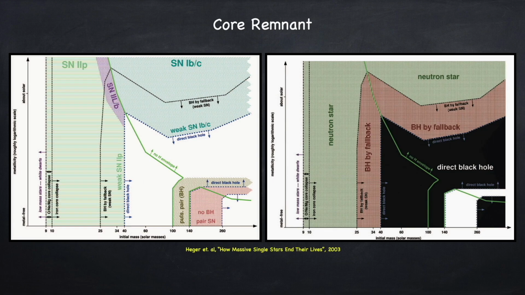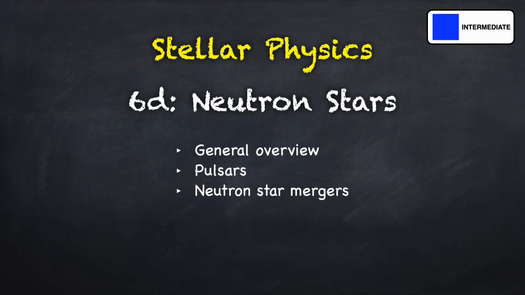As I said at the beginning of this video, the details are very complicated, and to understand it in greater detail, you need a very advanced level of physics. And even then, we don't really understand how they work. This is still an unsolved problem in astrophysics. In the next video, I'm going to cover neutron stars, which are one of the remnants of core collapse supernovae.